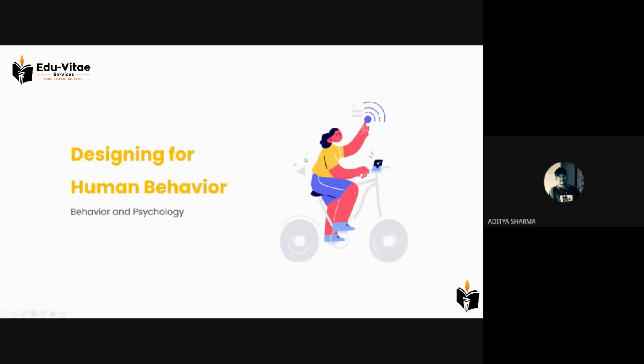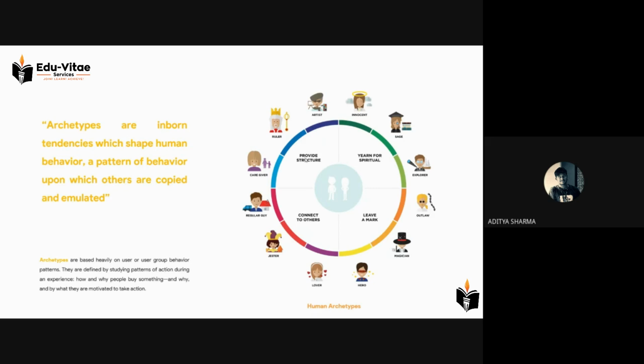So the next topic is designing for human behavior: how behavior and psychology affect the design of the outcome that we are going to design. There are n number of people in the world, and each one of them has some personality traits. They behave a certain way, they talk to people a certain way, they have different interaction patterns with the things that they interact with. So these are actually called archetypes.